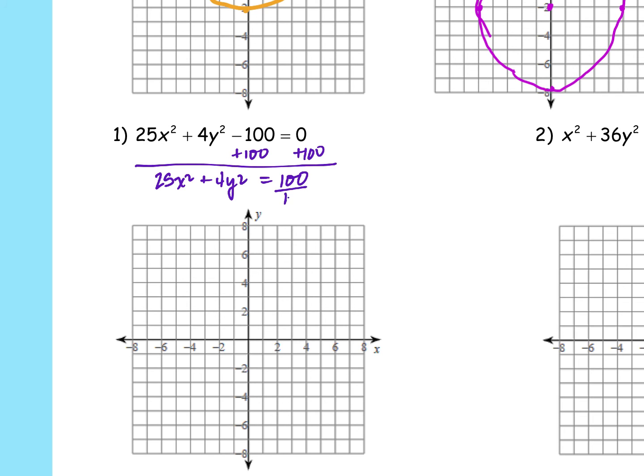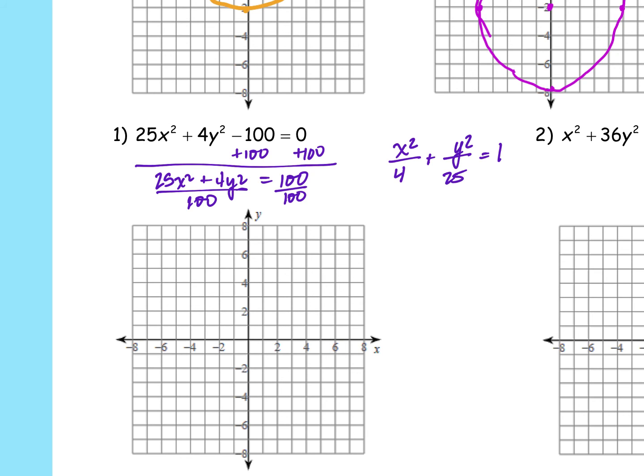Divide by 100. And I'm going to get x squared divided by 4, since 25 goes into 100 4 times, right? Plus y squared divided by 25 equals 1. And you mean compared to the last equations we did? Because the x squared was by itself, and y squared was by itself in the last time we did it. There wasn't like 4x squared. So that's how we know.